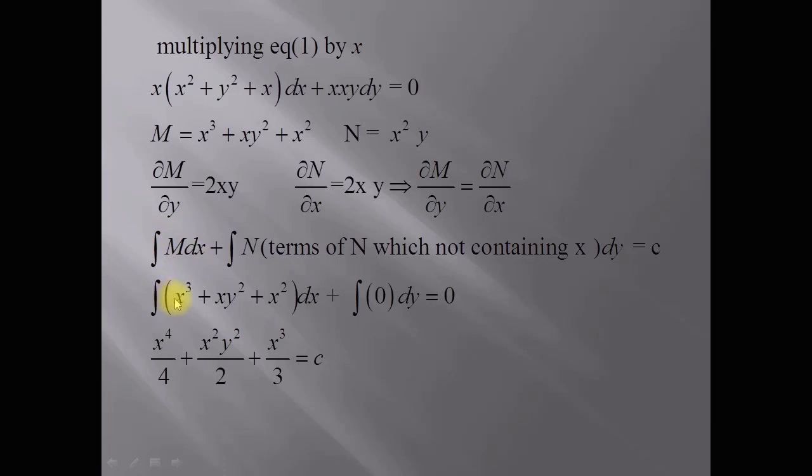So the integration of M, that is x cube plus x y square plus x square, into dx. The integration of x cube is x to the power 4 by 4, plus the integration of x y square with respect to x: the integration of x with respect to x is x square by 2, into y square, and the integration of x square with respect to x is x cube by 3, is equal to c. So this is the solution of this new differential equation.